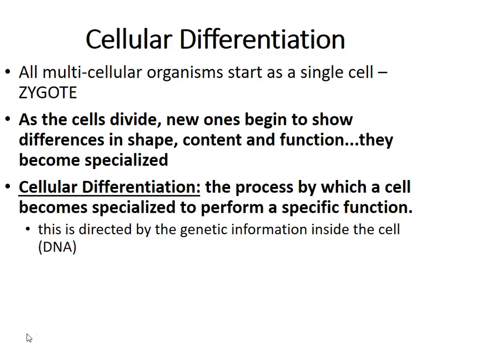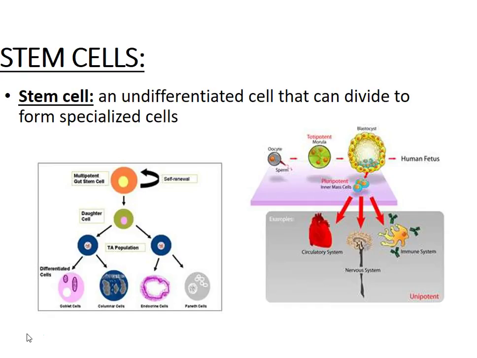And the process that a cell goes through to become specialized is called cellular differentiation. We're not really going to talk about the process of differentiation. You just need to know that the DNA inside of the cell is in charge of this process. So a stem cell is a cell that has not gone through differentiation. It's not specialized yet, but it can become specialized. So when a stem cell divides, it will then develop into a specialized cell.